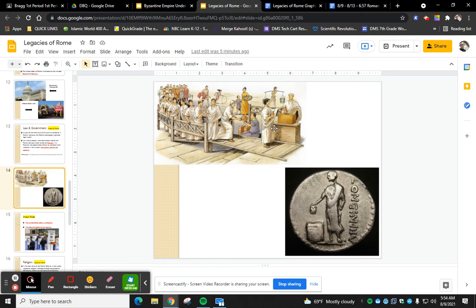All right, so here we have some of the depictions of actually voting. You have people walking up to vote. They're casting their vote, they're getting their actual ballots over here, and they're casting for who they want to vote for. And here we even have it depicted on a coin of someone voting.